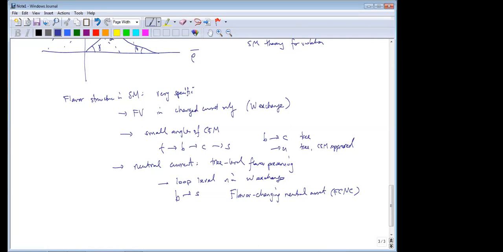They're known experimentally to be suppressed basically of order the G Fermi squared, okay? And we'll see later is that there's a further suppression mechanism that can be active.